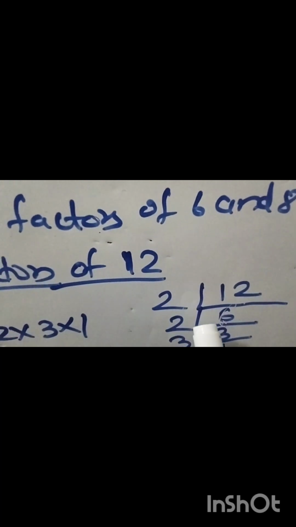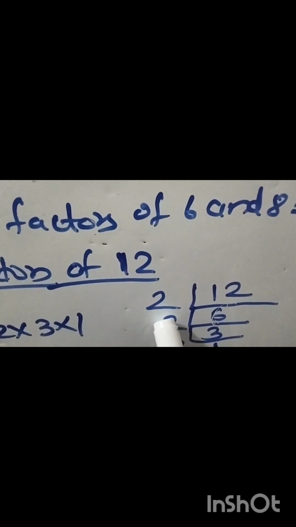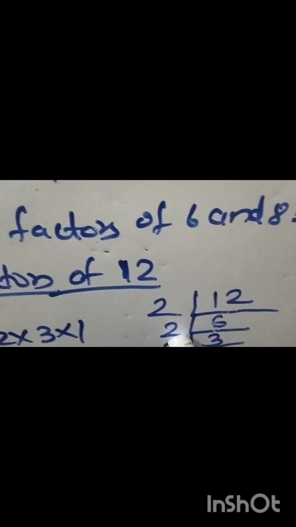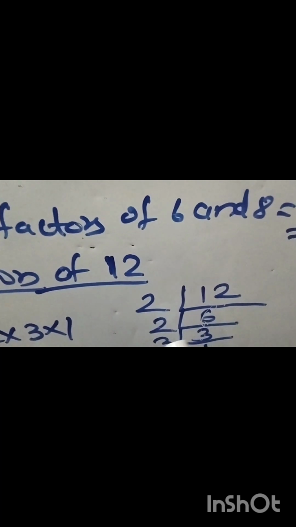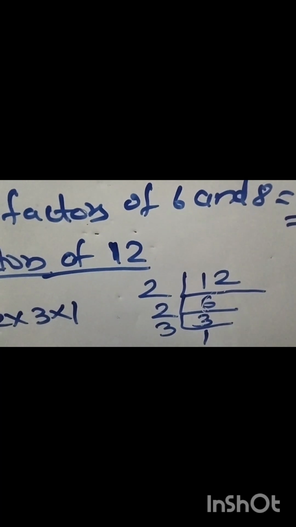Then can we divide 6 completely again by the prime number 2? Okay, right, we can. So again write 2. Then we get the number 3. Then how can we divide 3? We can divide 3 by 3. So write the prime number 3. So 3 can be divided by 3 completely.